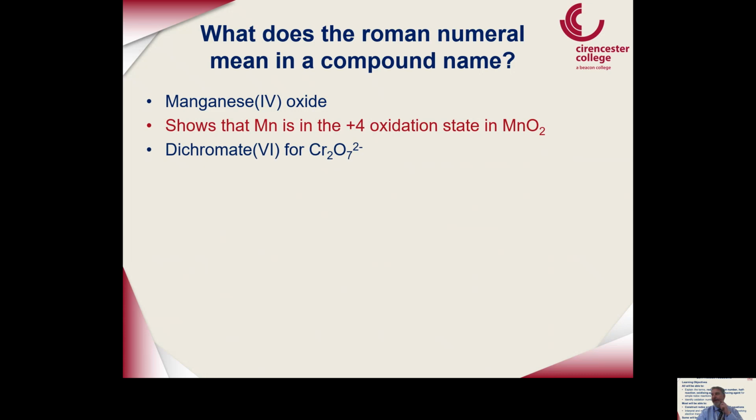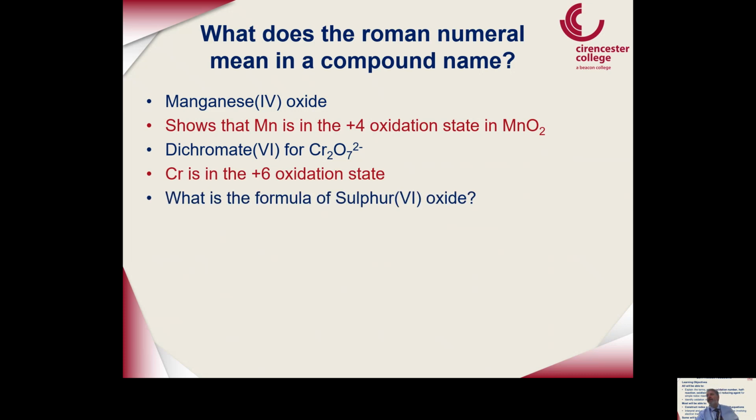Dichromate 2-. Dichromate 6. The chromium must be +6. So 2 times +6 makes +12. Oxygen is -2, 7 of them, -14, leaving us an overall charge of 2-. So the chromium is in the +6 oxidation state. Now, the formula of sulfur(VI) oxide is SO3.